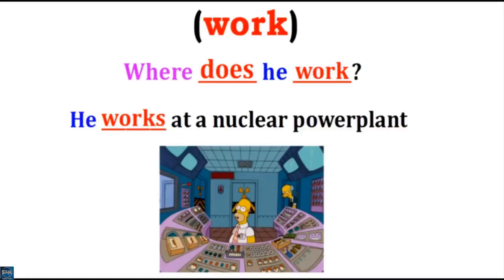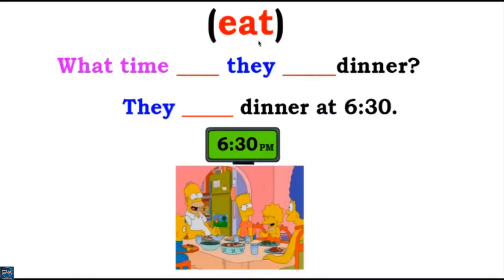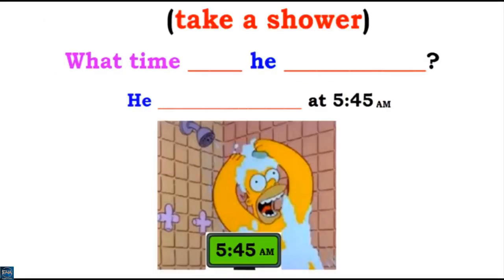Very good. For the verb eat, what time do they eat dinner? What time do they eat dinner? And the answer, they eat dinner at 6:30. Very good. Okay, for the verb take a shower.